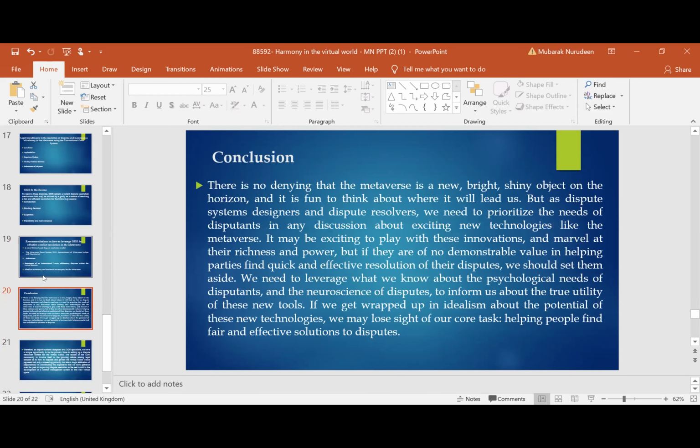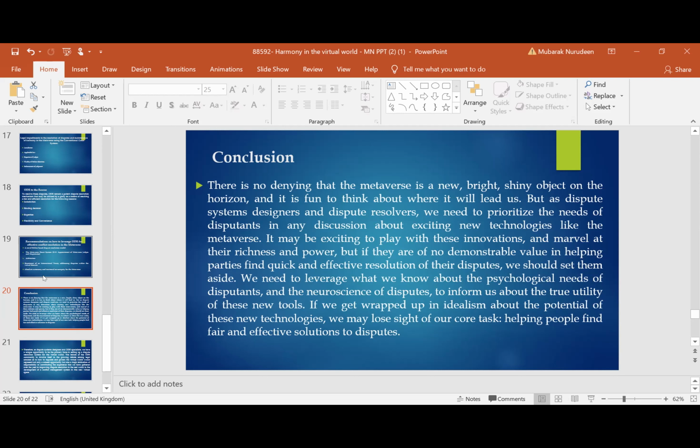Conclusion. So I conclude by saying there is no denying that the metaverse is a new, bright, shiny object on the horizon, and it is fun to think about where it will lead us. But as dispute system designers and dispute resolvers, we need to prioritize the need of disputants in any discussion about exciting technologies like the metaverse. It may be exciting to play with these innovations and marvel at their richness and power, but if they are of no demonstrable value in helping parties find quick and effective resolution of their disputes, we should set them aside.